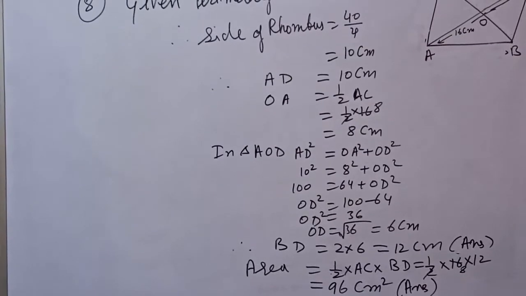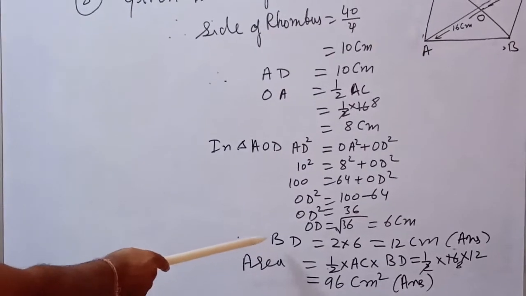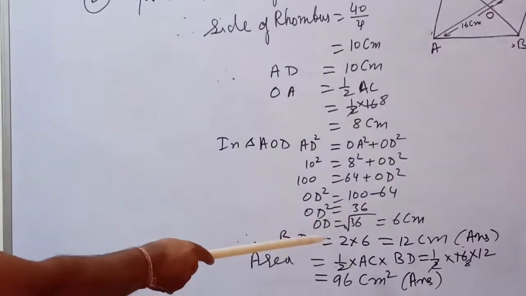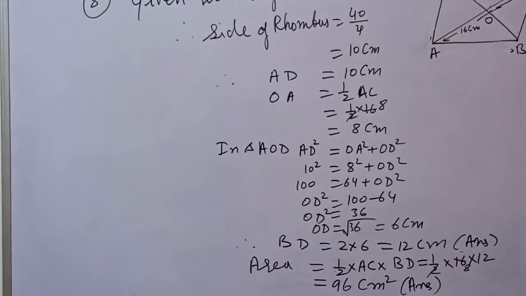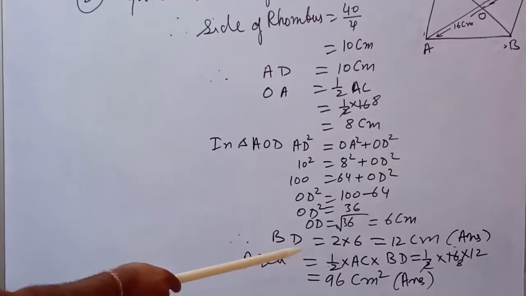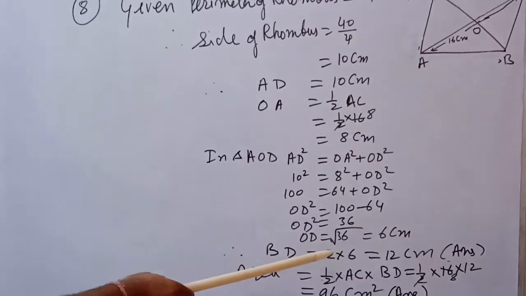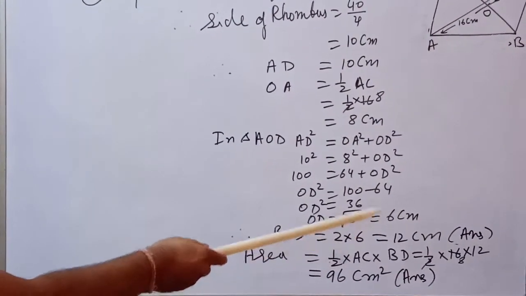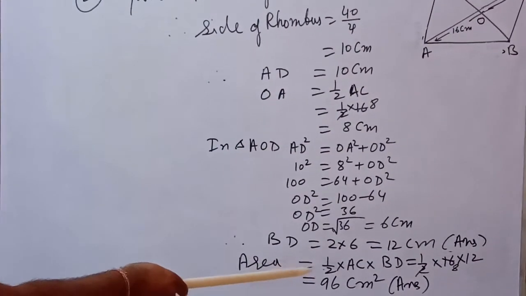So OD is half of the other diagonal. So the length of the second diagonal BD equals 2 into OD, that is 2 into 6, that is 12 centimeter. This is the answer of the first part. Now we have to find the area of the rhombus. The area of a rhombus is half into the product of the 2 diagonals. We have the 2 diagonals, so that is 1 upon 2 into 16 into 12. So 2 eights are 16, and 12 eights are 96. So the area of this rhombus is 96 centimeter square.